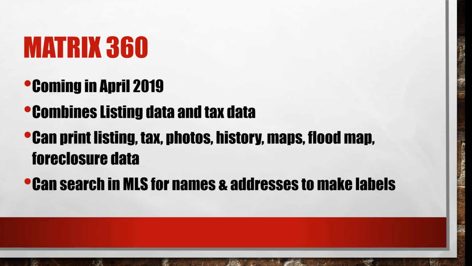Matrix 360 is coming in April of this year, and what it does is it combines listing data and tax data within the MLS. You will be able to print listings, tax data, photos, history, maps, flood maps, and foreclosure data within the MLS. It'll be one quick, easy click. You'll also be able to search in the MLS for tax data, including names and addresses, and you'll be able to make labels from there.